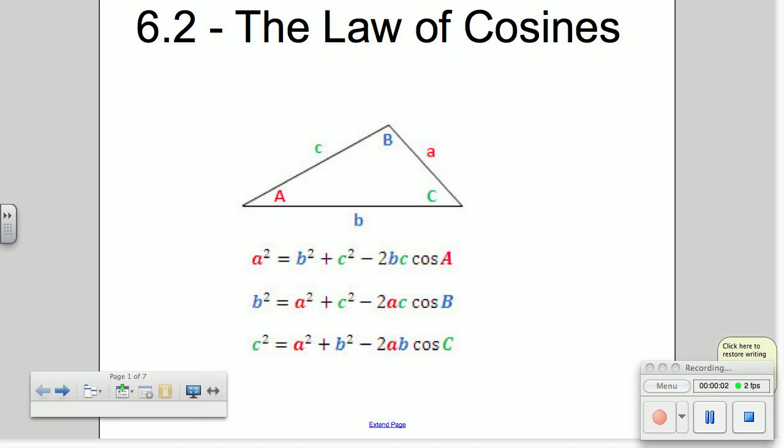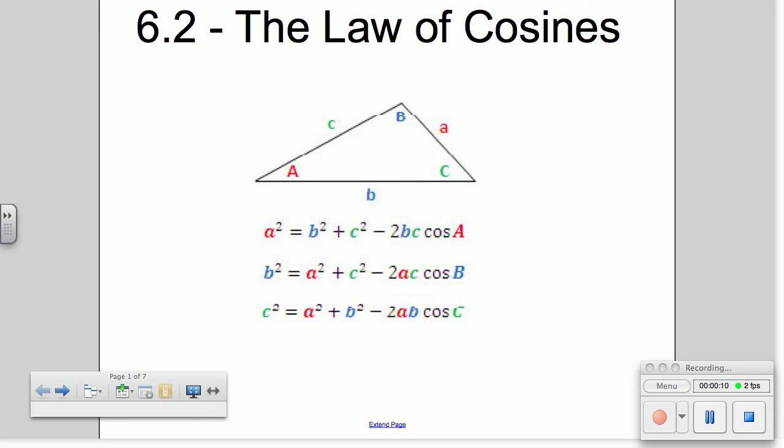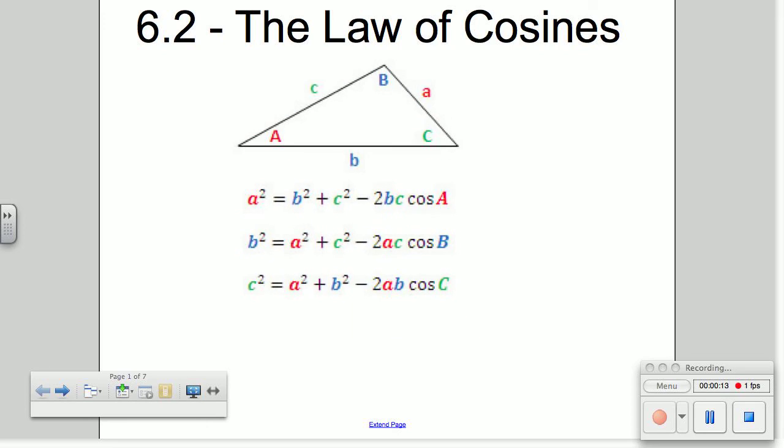Today we're talking about section 6.2 and we're going to be focusing on the law of cosines. You can see we have a picture drawn here with the law of cosines listed in 3 different ways. Now, don't get too hung up on the formulas and trying to remember them. You start with a side length squared.